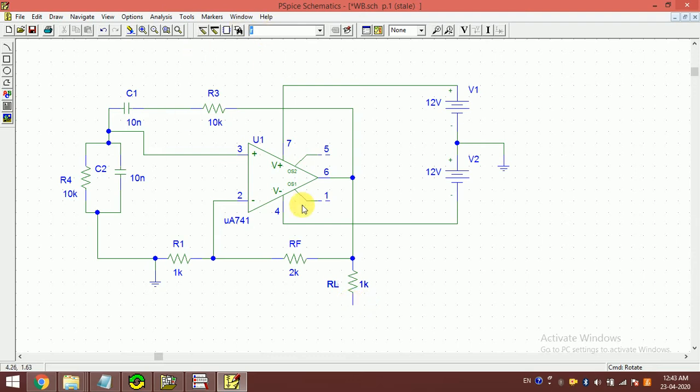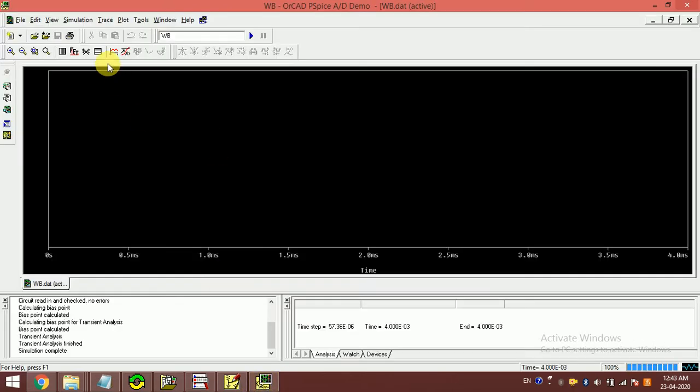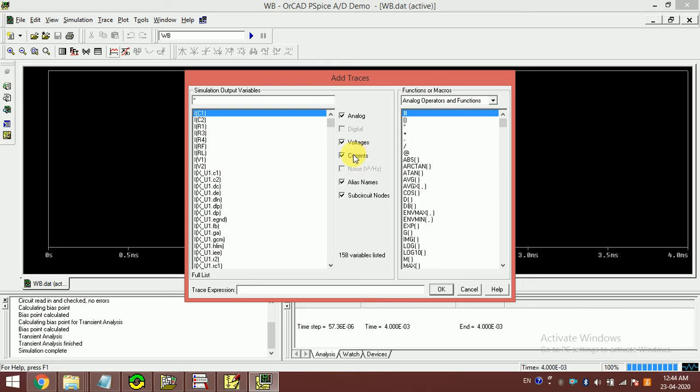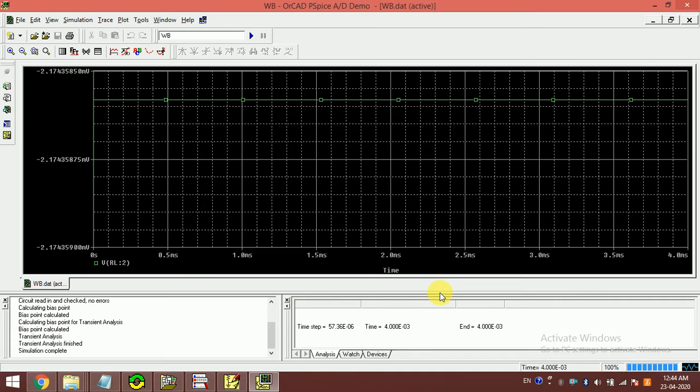So you can draw a wire from here to here, or you can put a separate ground, because if we put a separate ground, it looks nice. Okay, so now let's run the simulation. This is terminal 2 of RL, so I have to see the voltage at this point. That means RL is to 2. Because I want to plot the voltage, this is RL is to 2. Okay, nothing is coming. So why is this happening?